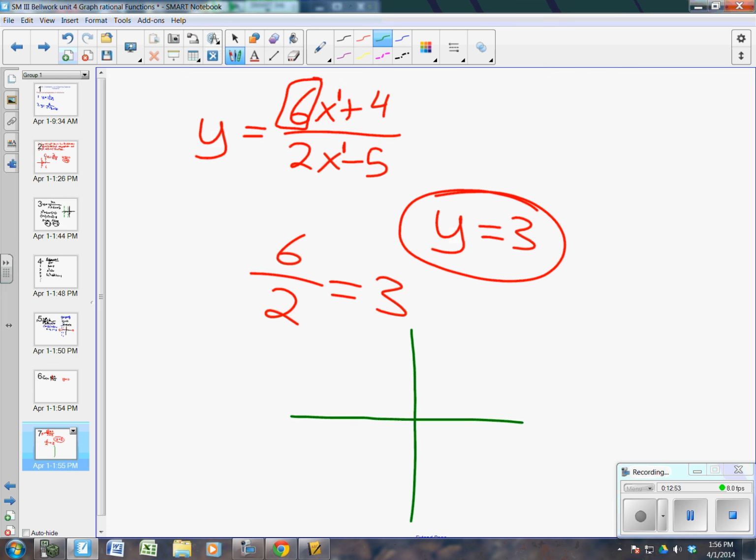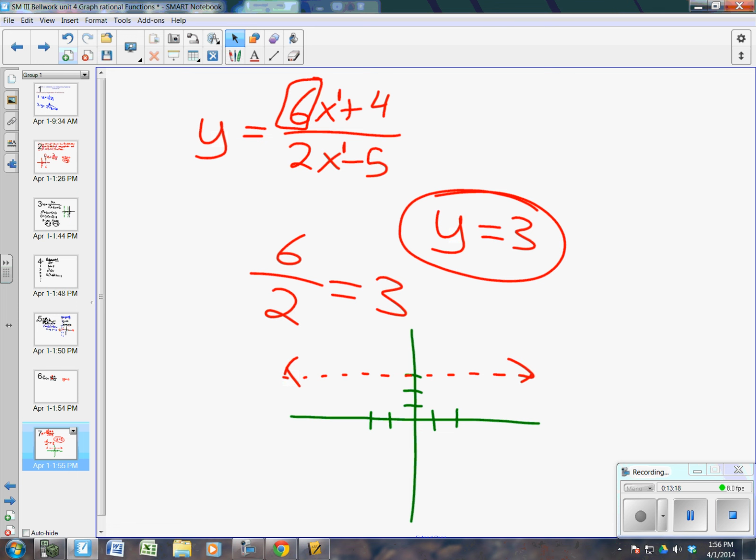That means if I graph this, there would be a horizontal asymptote right here at y equals 3. And it doesn't even matter what comes after those. The 4 and the negative 5 mean nothing as far as the asymptote goes. Got it?